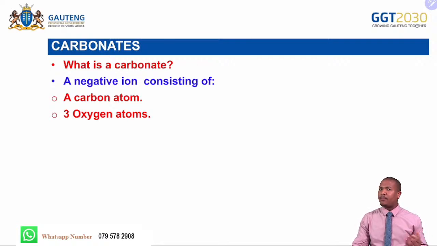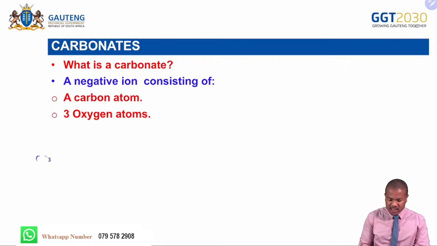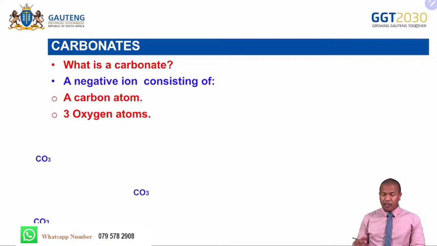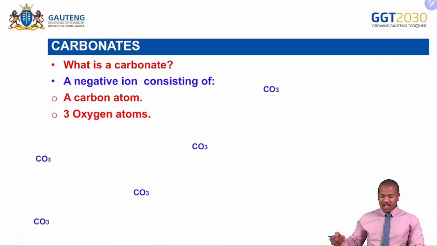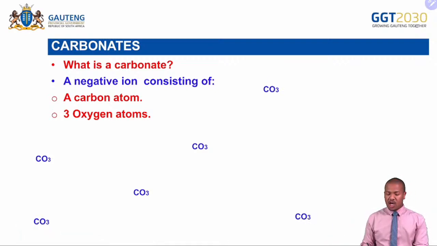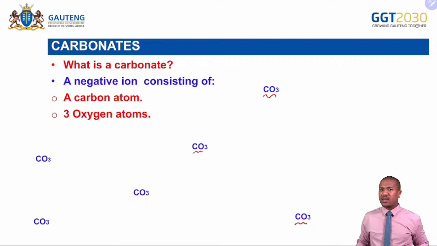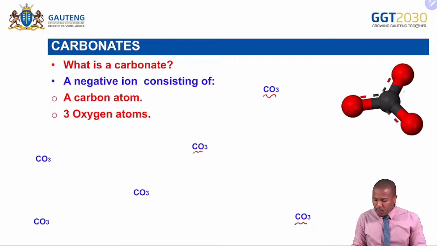In what manner? In this manner, right? As you can see, carbonates. They have 1 carbon atom and 3 oxygen atoms. So when you see this, just know that it is a common group of compounds which is called carbonates, CO3.